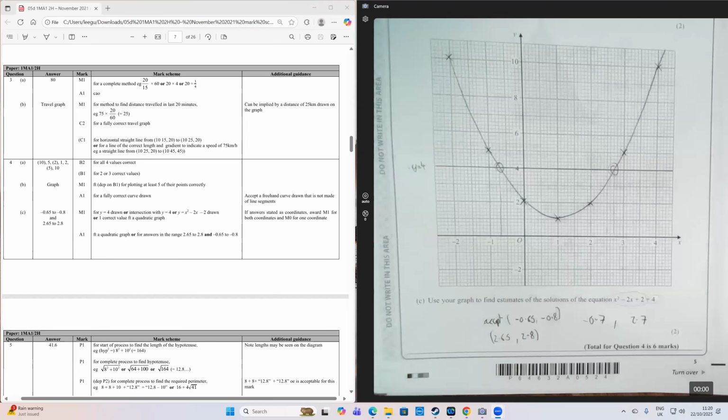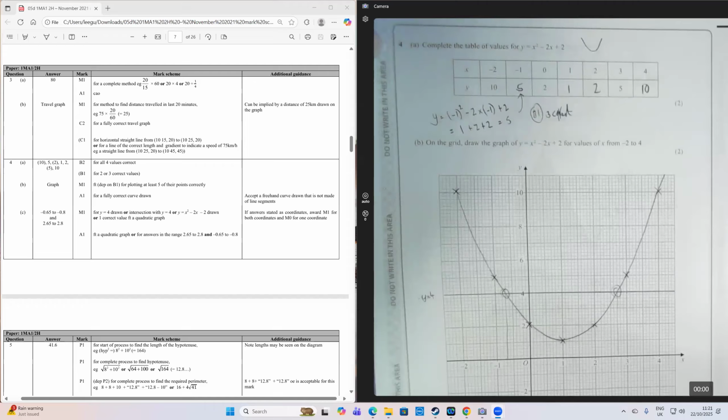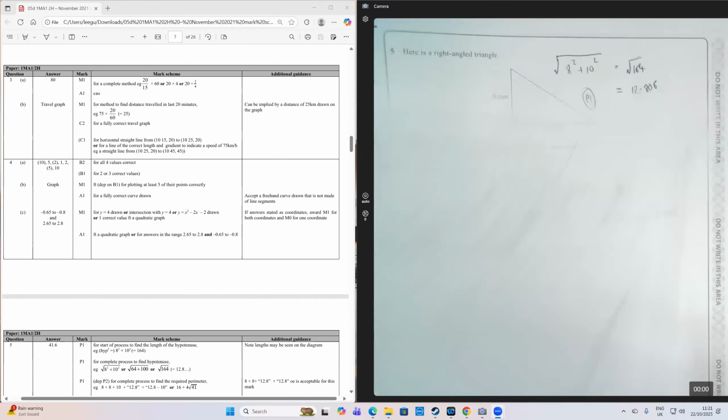But we can see that there is a range of values, anything from minus 0.65 to minus 0.8, and from 2.65 to 2.8, that the mark scheme would be prepared to accept as being correct for question 4. Very good. Question 5.